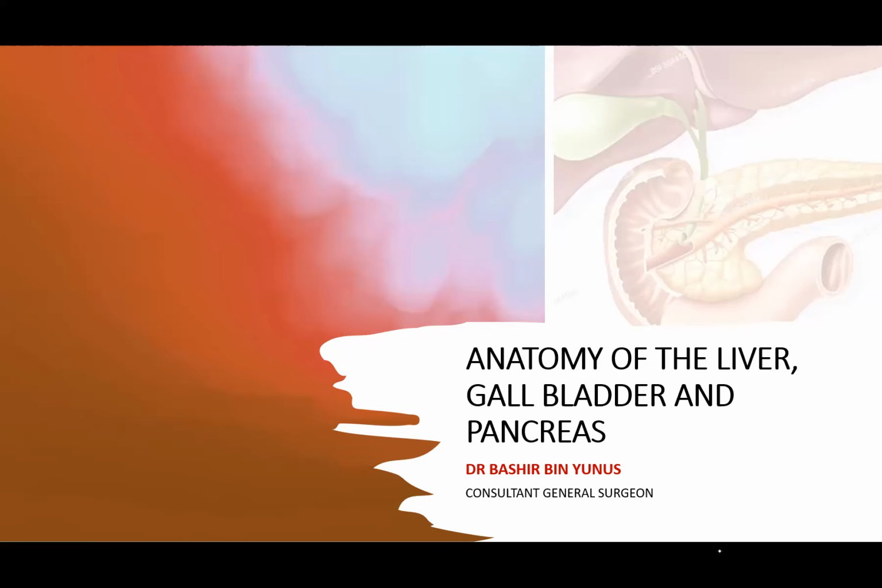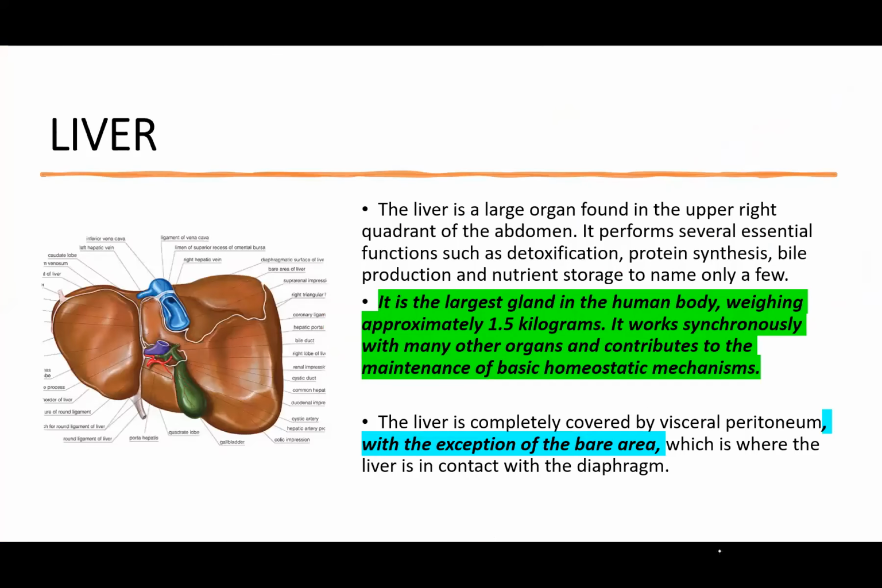Today we will be discussing the anatomy of the liver, gallbladder, and pancreas. But today, specifically, we'll talk about the liver only. Then subsequently, if time permits tomorrow, we may be discussing the gallbladder and then the pancreas. And we should know the liver is the largest gland in the body, and it has several important metabolic functions.